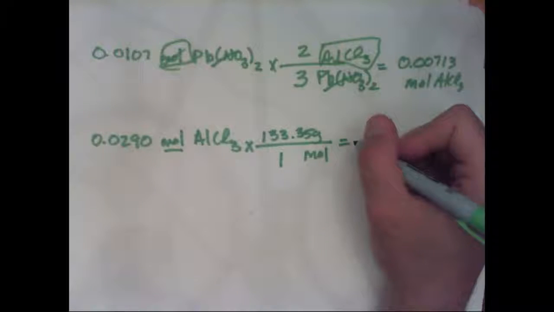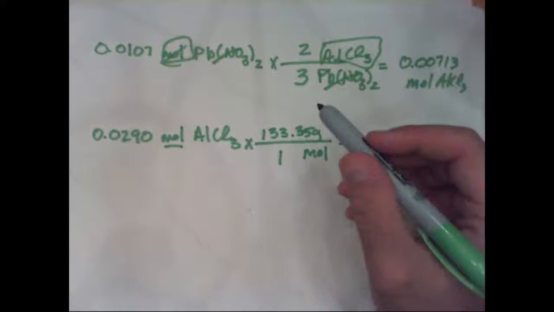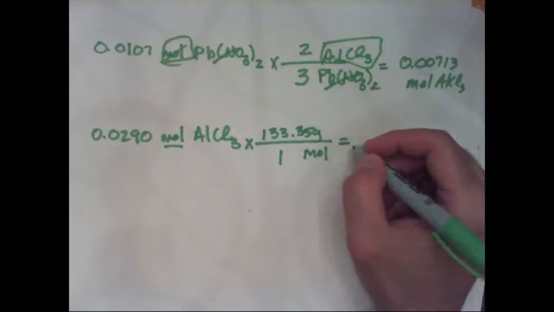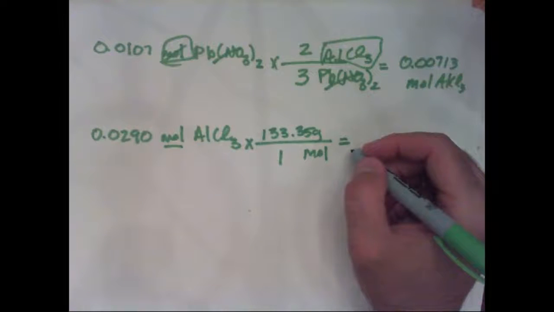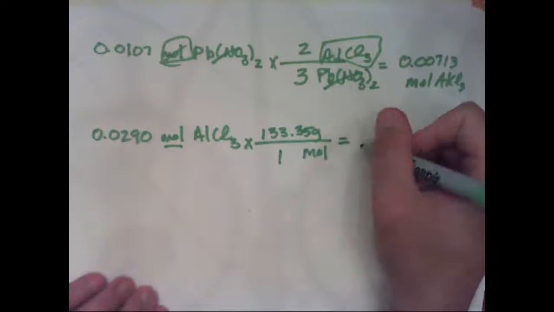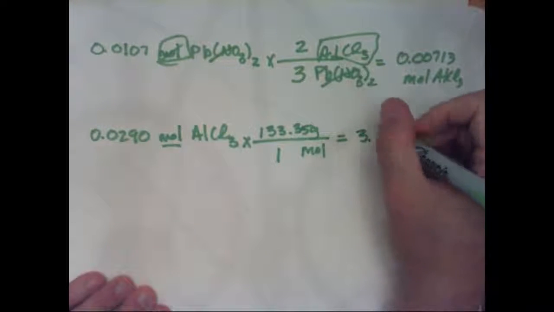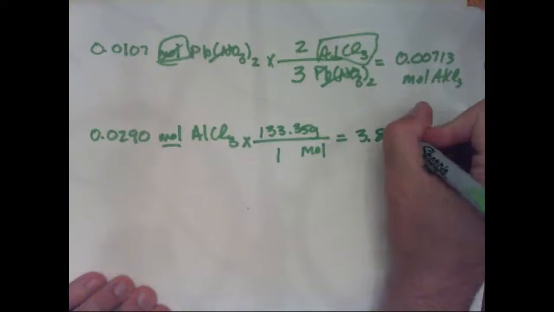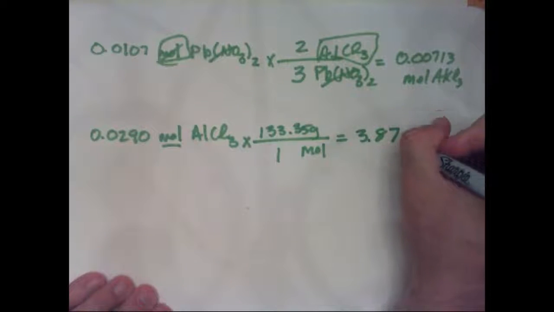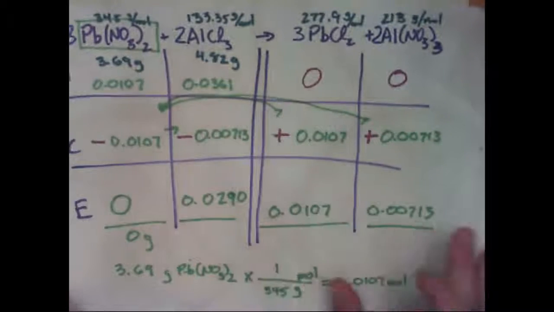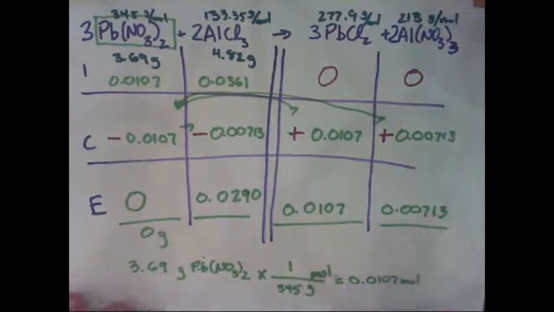And so now we do the math, and I'm going to double check my own math that I started with. Let me see if I can get this to focus. Okay, so we do 0.0290 times 133.35, and when we do that, we get 3.87 grams.